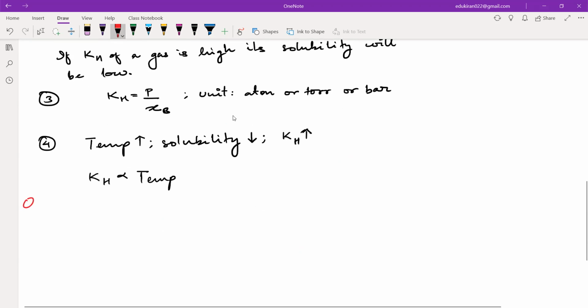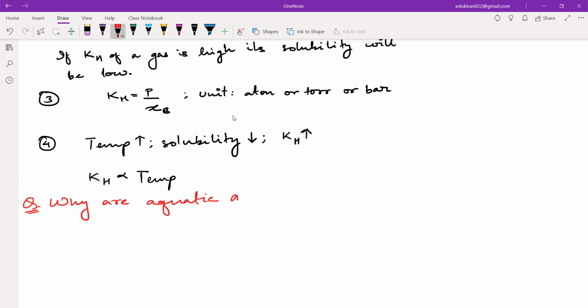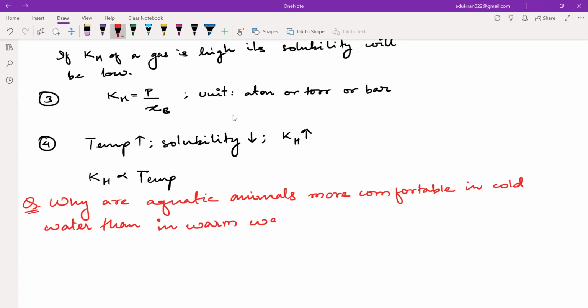Write a question. Why are aquatic animals more comfortable in cold water than in warm water? So what is the reason? Tell me.